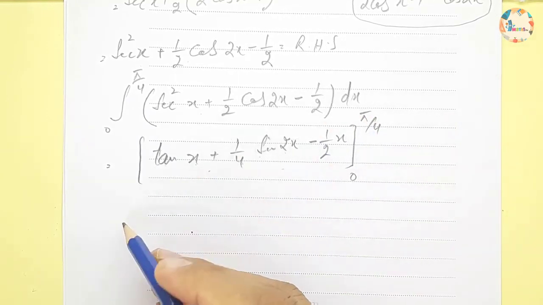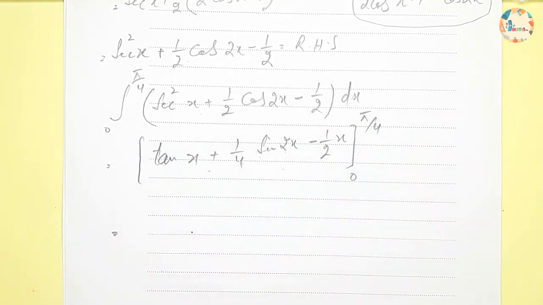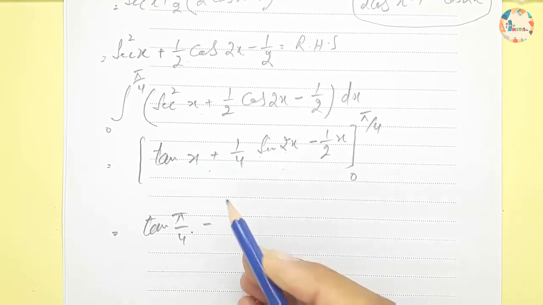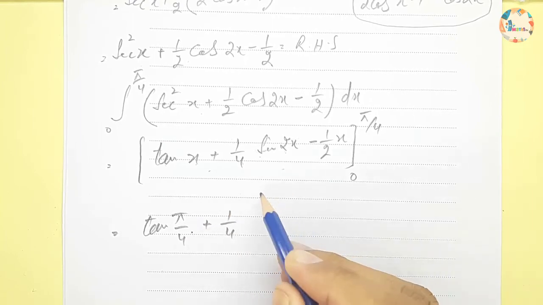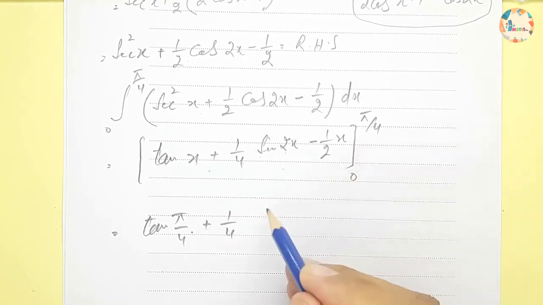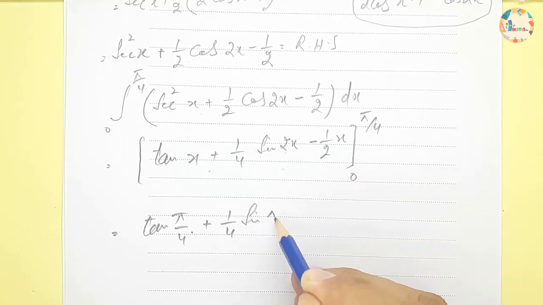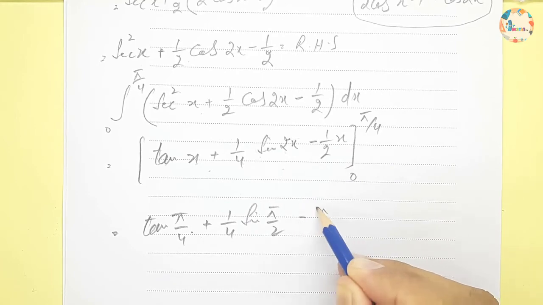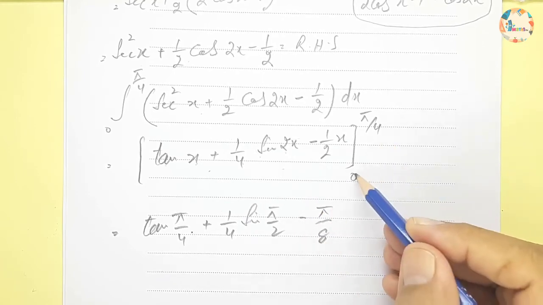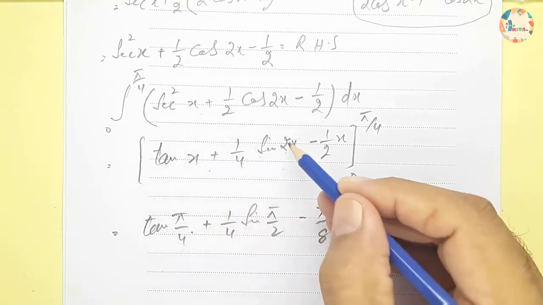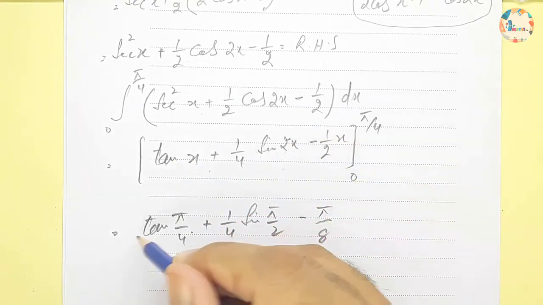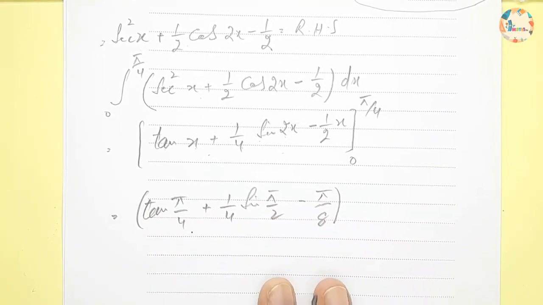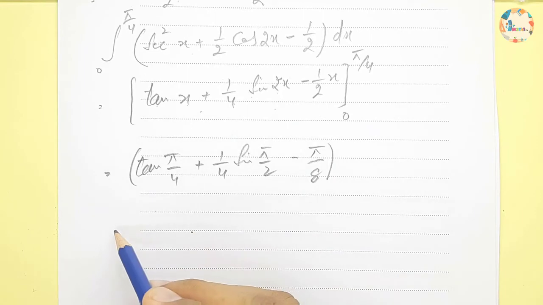Now we can put the upper limit first, so tan pi by 4 plus 1 by 4 of sine pi by 2, because this is 2x, and minus pi by 8. If we replace 0, tan 0 will be 0, sine 0 will be 0, and the last term will be 0, so I'm just writing only this portion, and then we have to just solve it.